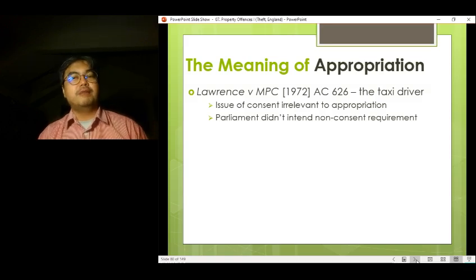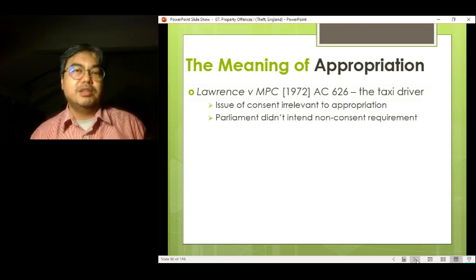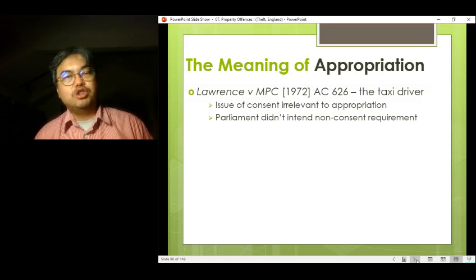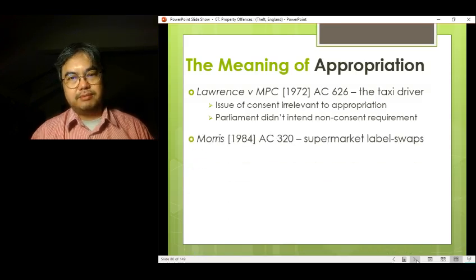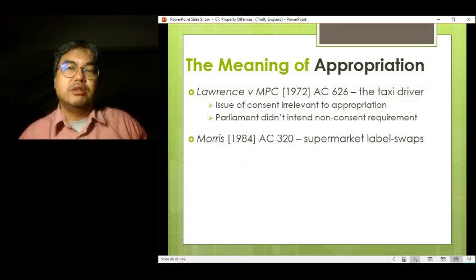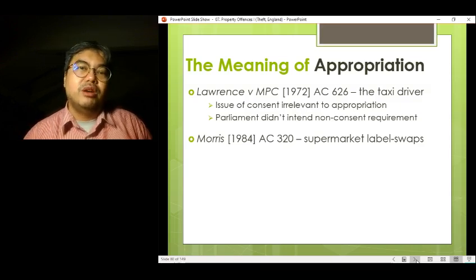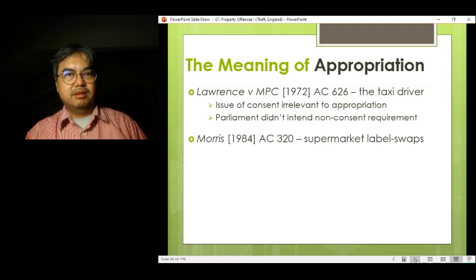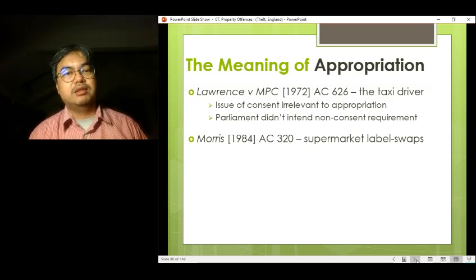So the court said that Parliament didn't intend a requirement that there must be consent or not. Section 3 is silent when it comes to the issue of consent. It just says that if you assume the rights of the owner, it didn't say if you assume the rights of the owner without consent. So Parliament didn't include those words without consent, and therefore consent is irrelevant. Doesn't matter whether there was consent or not.